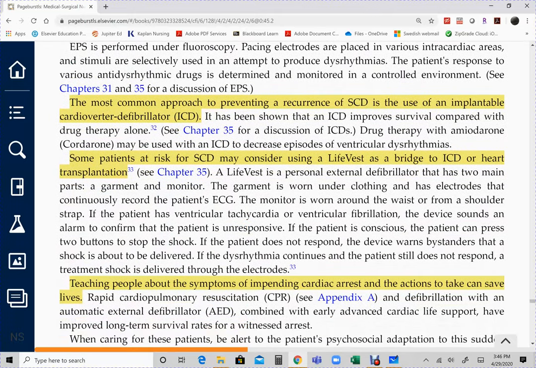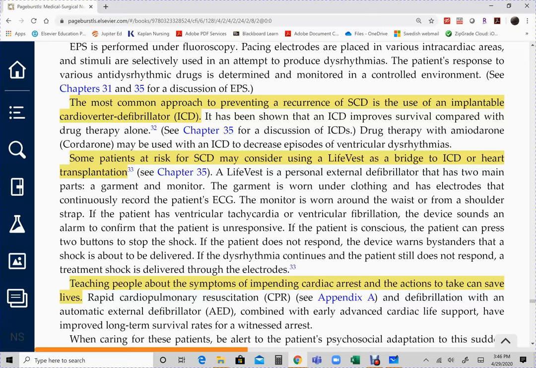So here it is. If they have a high risk of those fatal dysrhythmias and sudden cardiac death, they will have an ICD. There's a bridge between it, bridge meaning a temporary ICD called LifeVest. This is a brand. It looks like a bulletproof vest. It's usually white. There is a black one. So they wear it underneath their clothes, typically.